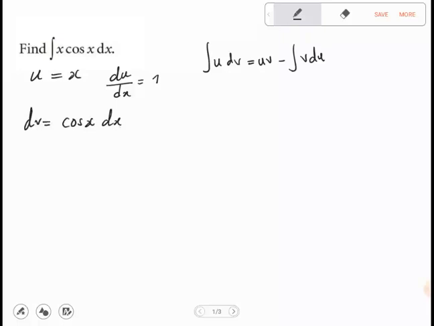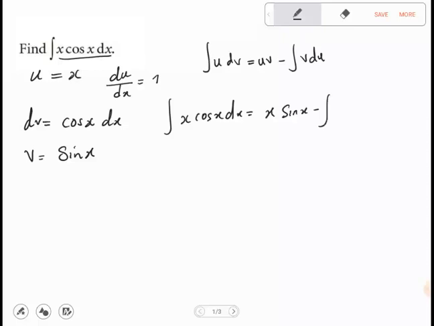Now, remember we need to find v, so v is just the integral of this one. So we just have to integrate cos x dx. That's how you find the v. Now, what's the integral of cos x? Well, it's just sine x, right? Now that we've got all the information that we need to plug into that equation, we are going to have the integral of x cos x dx equal to, what is u? u is x. Then what is v? v is sine x.